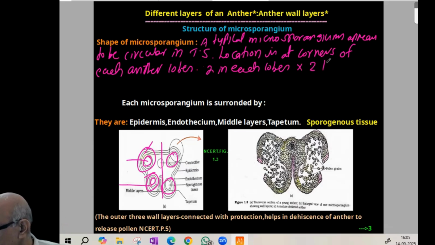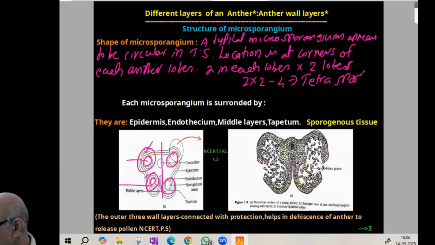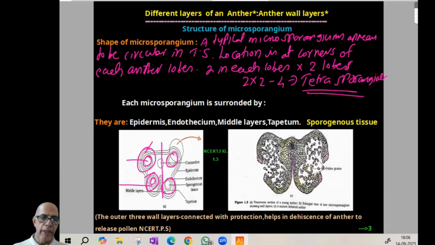Likewise, 2 anther lobes, so 2 into 2 is 4. That is why the technical term is tetrasporangiate. I think the idea is clear. Tetrasporangiate: that is how it becomes 4.